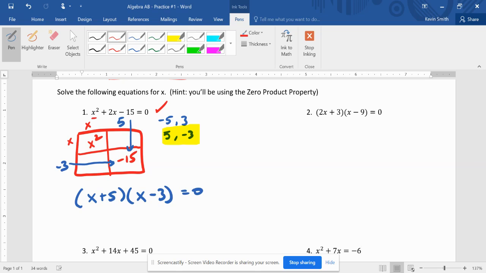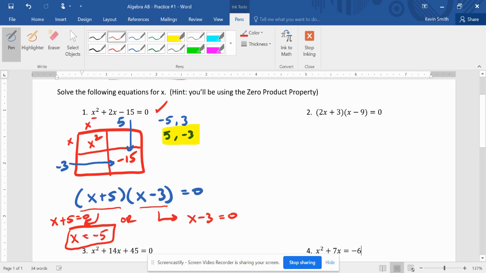So according to the zero product property, if I have two products being multiplied together that equals 0, that means at least one of them has to be 0. Either x plus 5 is equal to 0 or x minus 3 is equal to 0. So we end up with x equals negative 5 and x equals 3. So we'll go on to number 2.